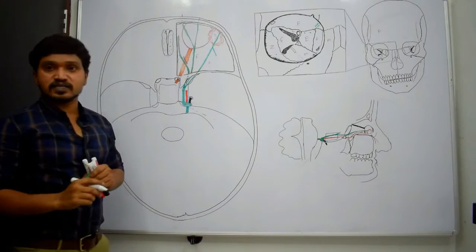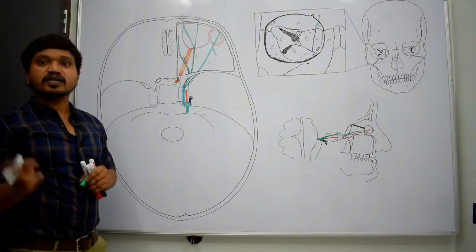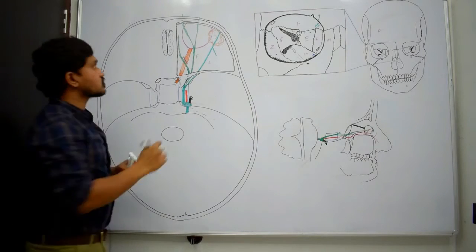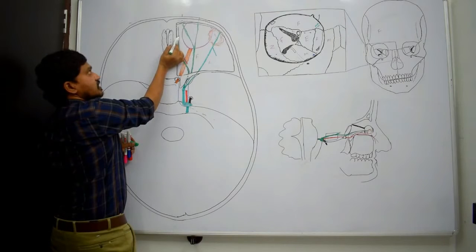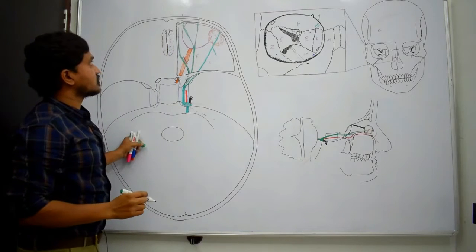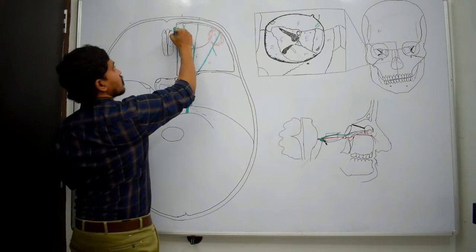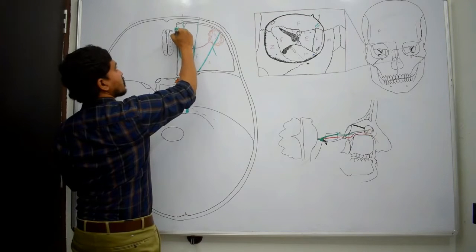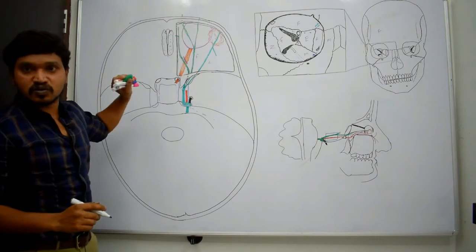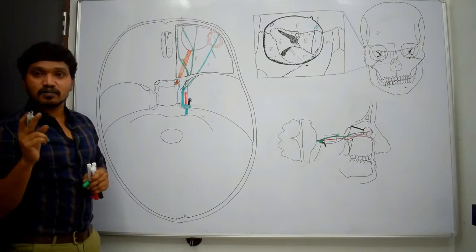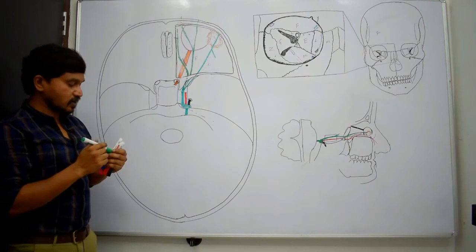What are those branches? Anterior ethmoidal nerve and infratrochlear nerve. So this branch is anterior ethmoidal nerve. This anterior ethmoidal nerve passes through the anterior ethmoidal foramen. So this is the course. Now we will see what are the branches from the nasociliary nerve.